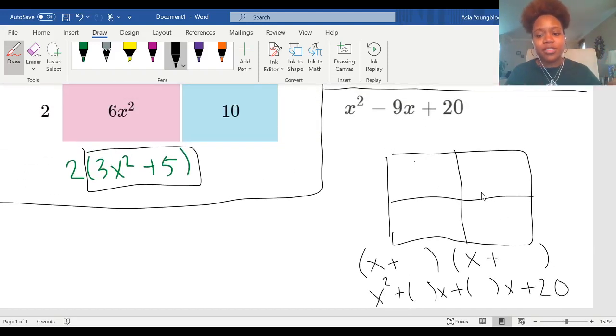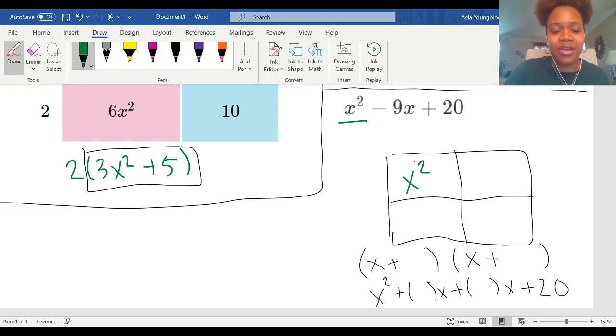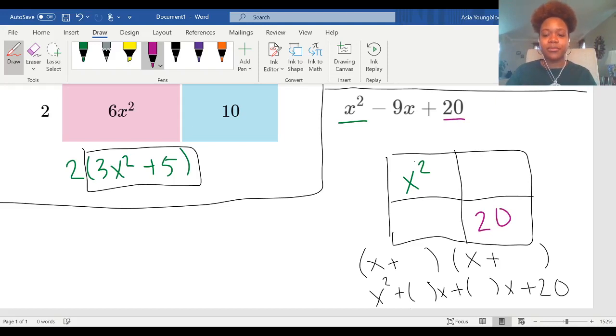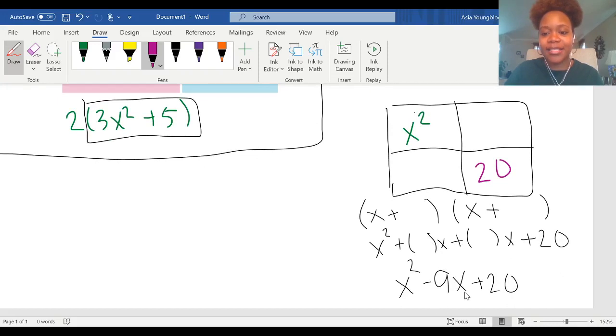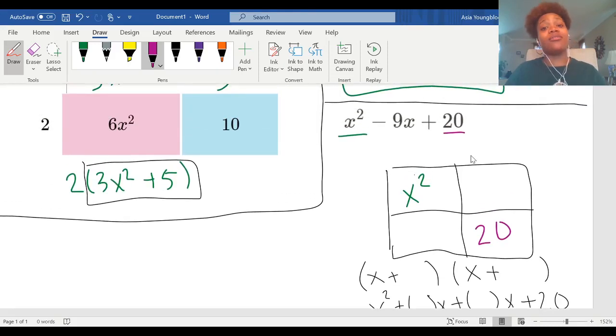So remember, when we're normally distributing, our first term, x squared, ends up going here. And our last term, 20, ends up going here. We have to figure out what are the 2 terms that we combine to get negative 9x. So those 2 terms will go here. We're trying to split this negative 9x between these 2 boxes. There are a whole bunch of numbers we can combine by addition to get negative 9. We could do negative 29 and 20. We could do negative 10 and 1. But what limits that possibility is that we have to find numbers that multiply to get us this 20.